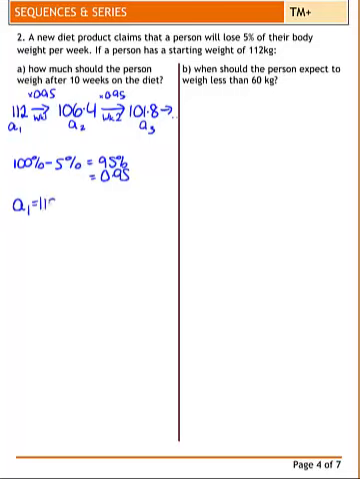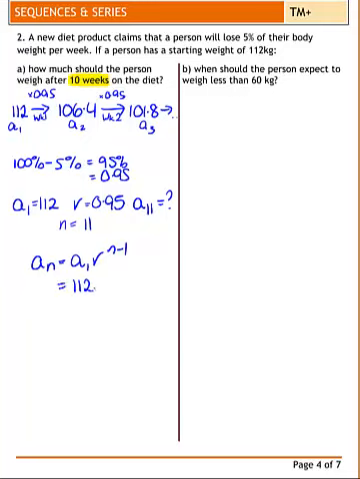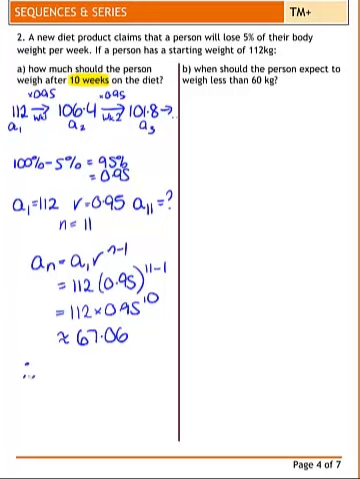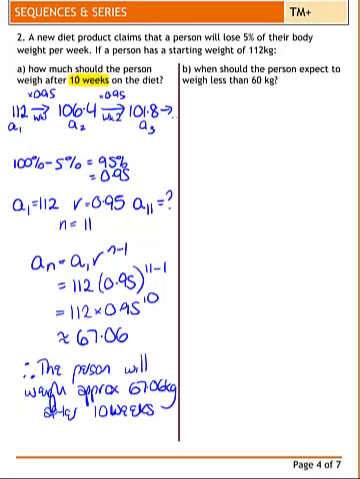So A1 is 112, R is 0.95, and I want A12. So that means my N is 12. Sorry, 11. Sorry about that. Any confusion? After 10 weeks, I want term 11. So from there, general term, plug in, and I get 112 times 0.95 to the power of 10. Plug that into your calculator and you get approximately 67.06. Finish with a therefore statement. The person will weigh approximately 67.06 kilograms after 10 weeks.